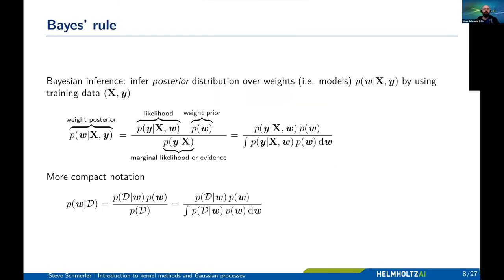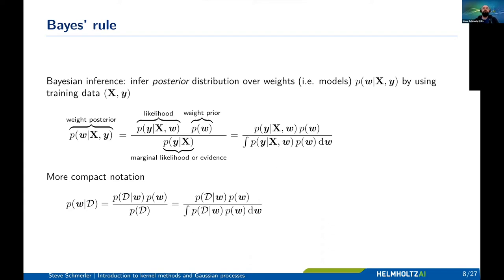Okay, and now we come to really the heart of Bayesian statistics, where we combine the things that we encountered earlier, and this is called Bayes' rule. It's a rule about conditional probability distributions. So I will walk you through the individual terms.